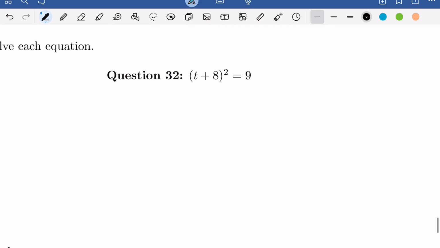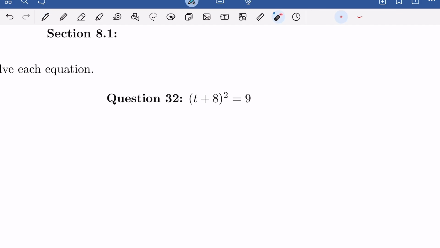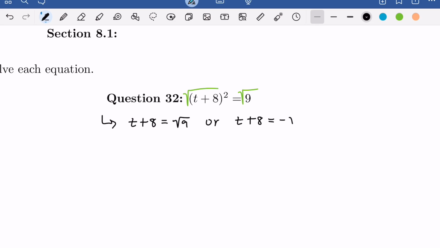Let's look at 32 here. Now in this case, we have the square of this binomial, and it's by itself on the left-hand side, so we can automatically take the square root of both sides. So using the square root property, this means t plus 8 is going to be equal to the square root of 9, or it's going to be equal to negative square root of 9. So we're going to have t plus 8 is equal to 3, or it's going to be equal to negative 3. So now we can just solve for t for both of these equations.